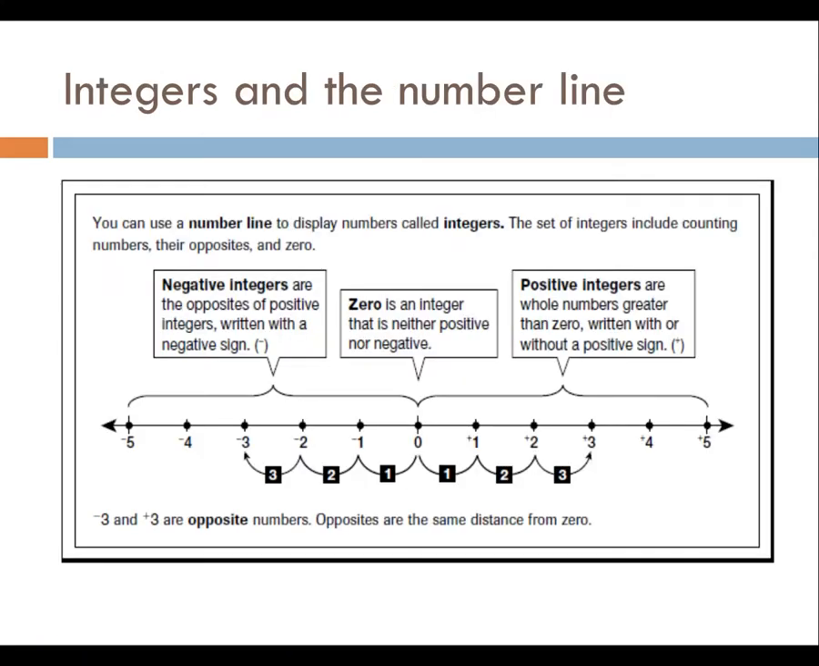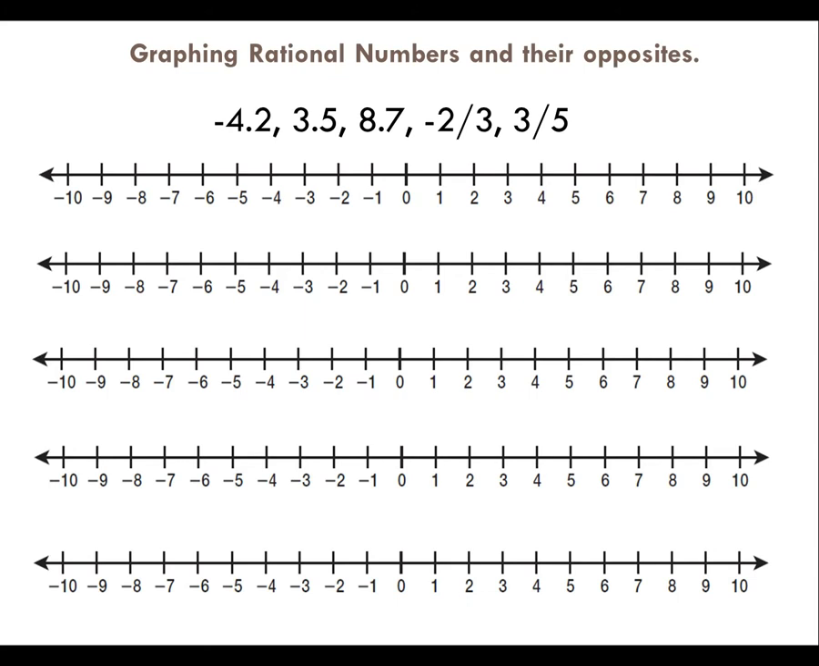All right, this is all up in my way. So, graphing rational numbers and their opposites. Now, I'm recognizing that we have the zero right in the top middle there. And we are going to graph these numbers, 1, 2, 3, 4, 5, 1, 2, 3, 4, 5, on each one. So I'm going to do the first one with you.